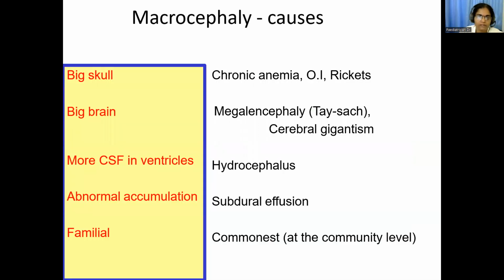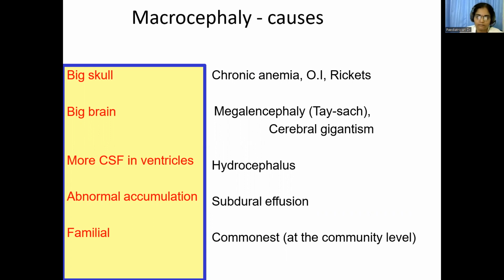So these are the macrocephaly causes. When it comes to macrocephaly, the causes could be either because of a big skull, maybe the brain is bigger, or more CSF in the ventricles, or any abnormal accumulation. The other cause could be familial, meaning the parents have a bigger head and so does the child.